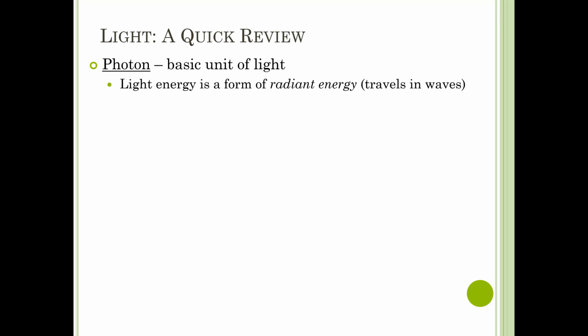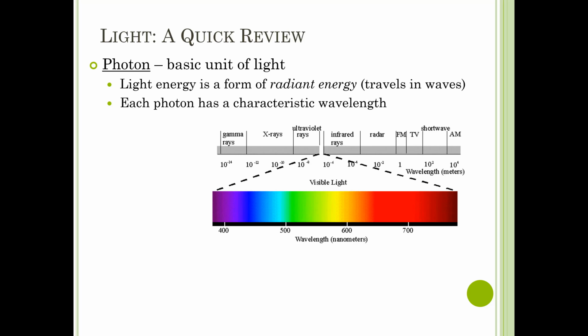And light energy is a form of radiant energy because it travels in waves. Each photon of light has a characteristic wavelength. We typically talk about the electromagnetic spectrum of different wavelengths. What we call visible light are these wavelengths shown at the bottom, and these are the wavelengths that the photoreceptors in our eye can pick up, which is why they are visible.